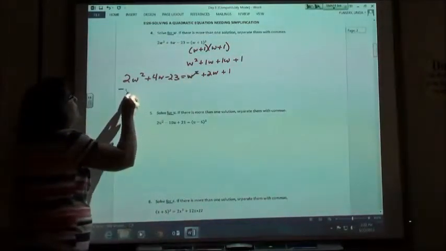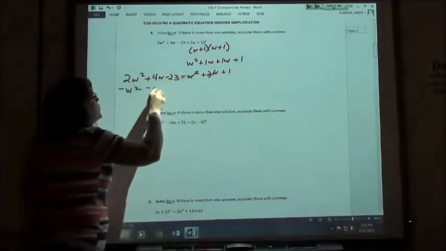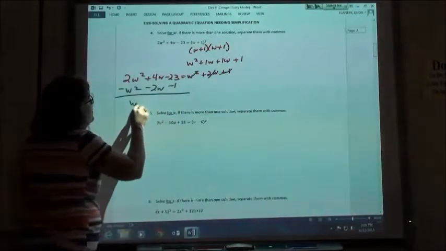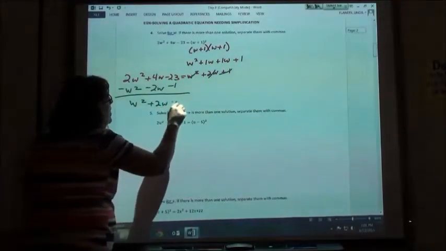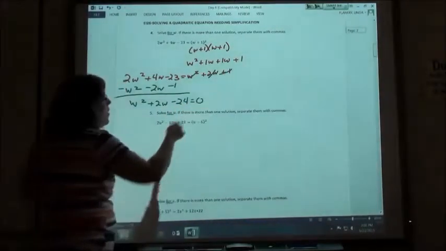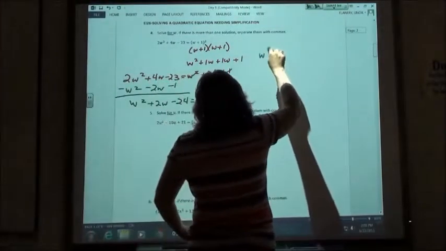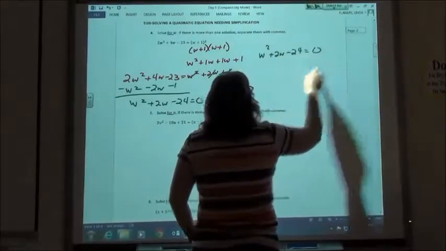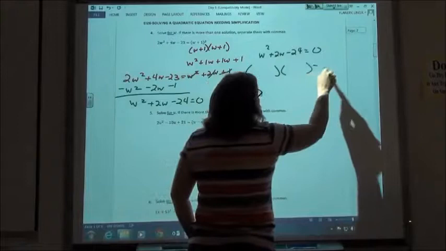So I'm going to subtract my w squared, subtract my 2w, and subtract my 1. So w squared plus 2w minus 24 equals 0. I'm going to go ahead and rewrite that: w squared plus 2w minus 24 equals 0, because I have to solve it by factoring again.